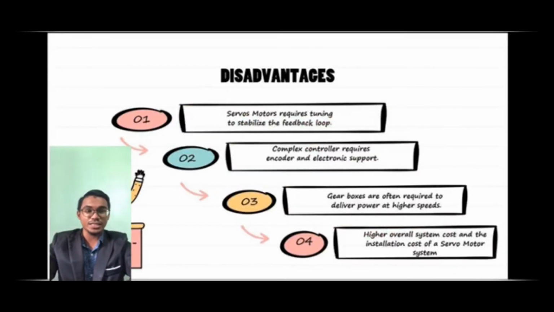Disadvantages of the servo motor. The first one is that the servo motor requires tuning to stabilize the feedback loops, and this complex controller requires an encoder and electronic support. Next, gearboxes are often required to deliver power at higher speeds. For the last one, the installation cost is very high. That's all for the servo motor from me.